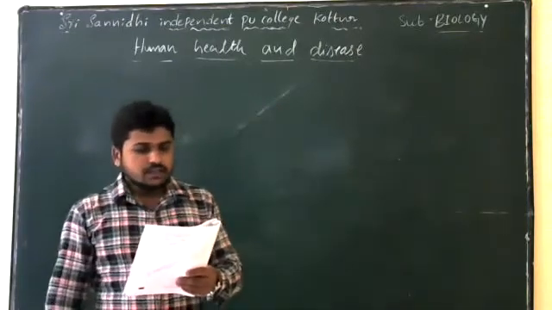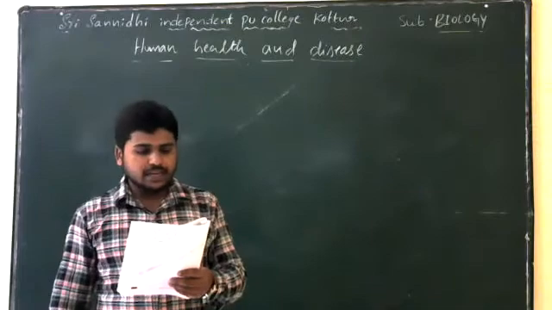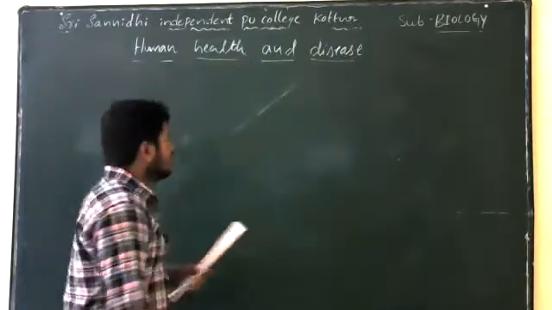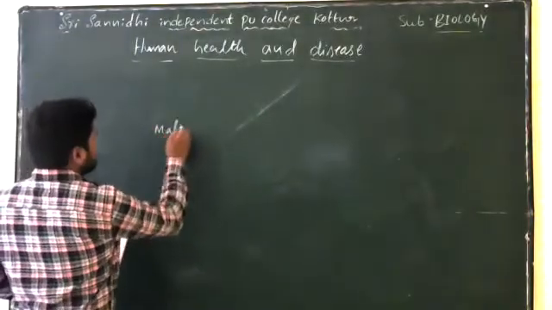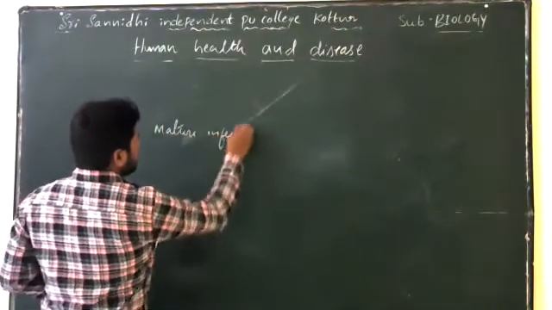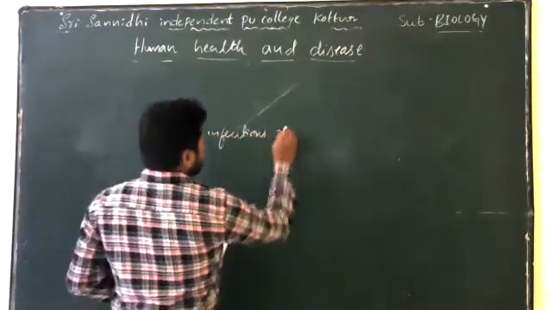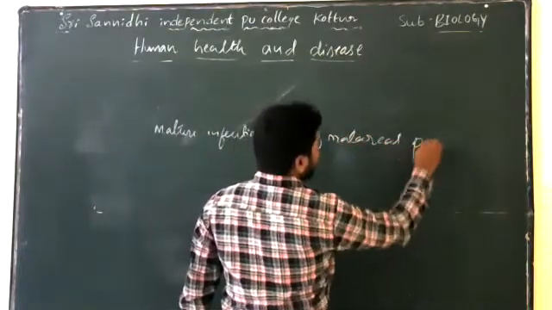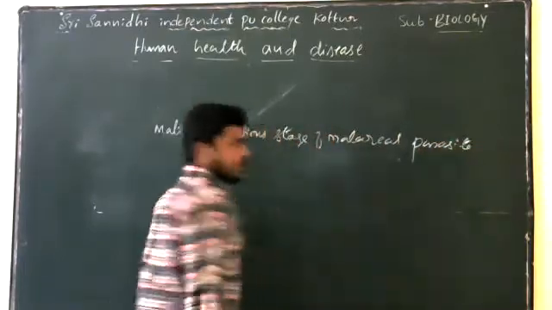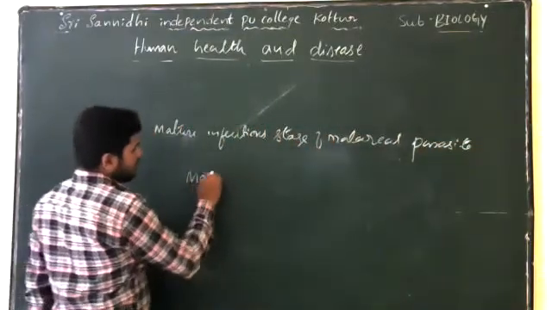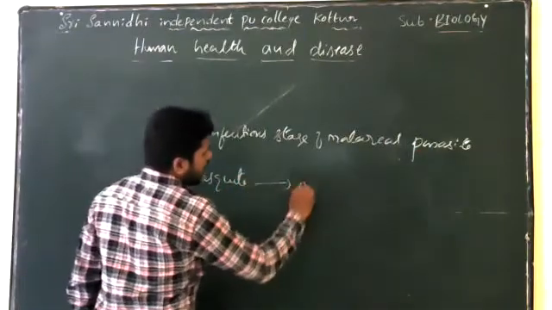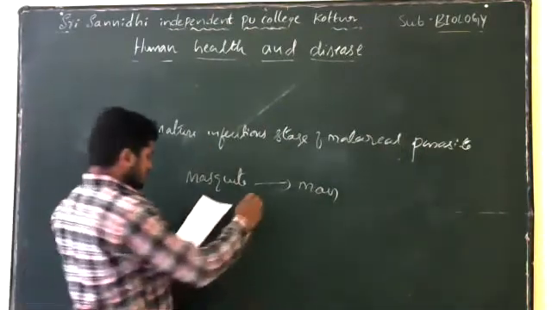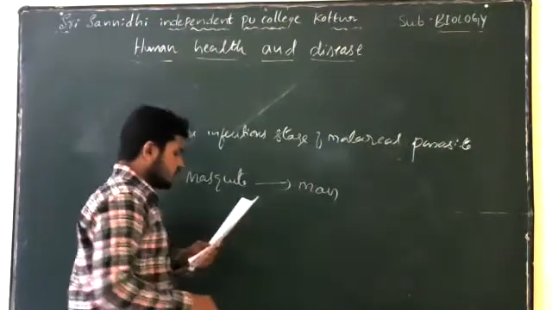Next. The mature infective stage of the malarial parasite, which is transmitted from mosquito to man. We have studied the mature infectious stage of the malarial parasite, which is transmitted from mosquito to man during biting, right? So the infectious stage are those sporozoites, merozoites, trophozoites, gametocytes.